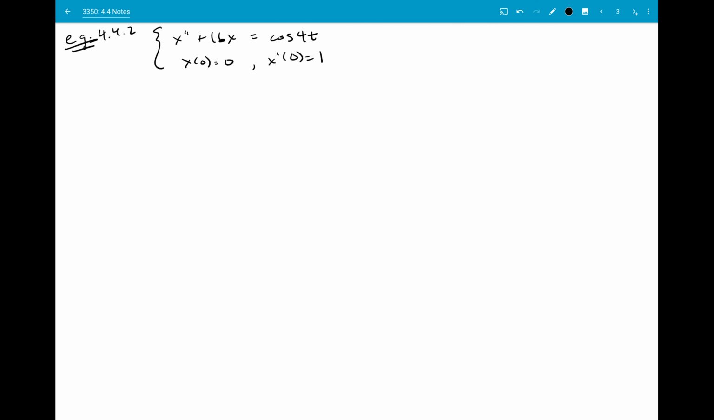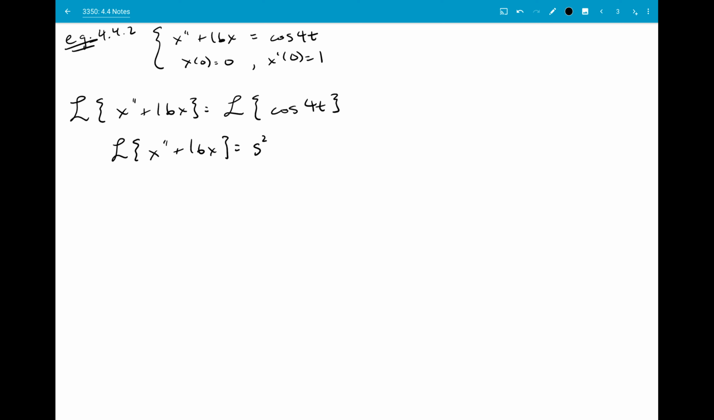The way we're going to start solving it with Laplace transforms is to take the Laplace transform of both sides and say that L of x double prime plus 16x is going to have to be equal to the Laplace transform of cosine 4t. Let's start off by taking those two Laplace transforms. We'll do the left-hand side first: L of x double prime plus 16x.